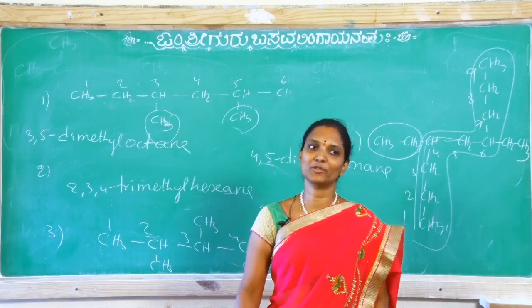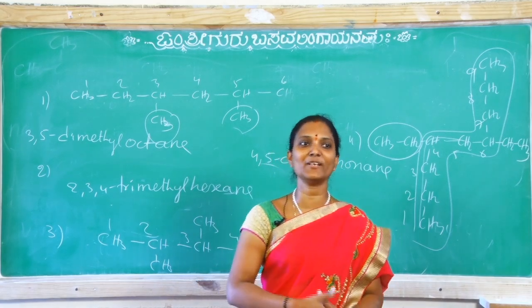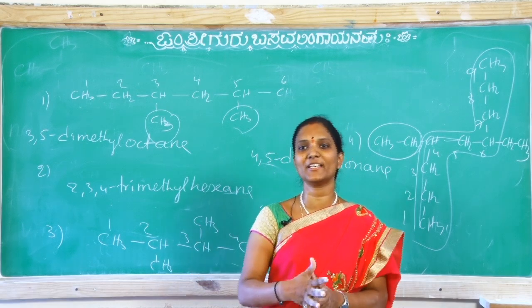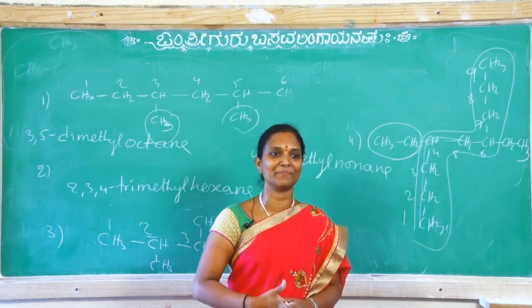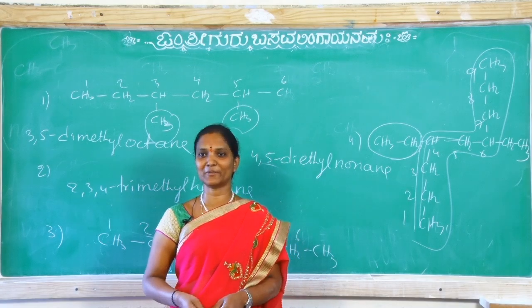Continuation tomorrow: how to write the IUPAC name when double bonds, triple bonds and branches are given together. Branches and double and triple bonds. Thank you.